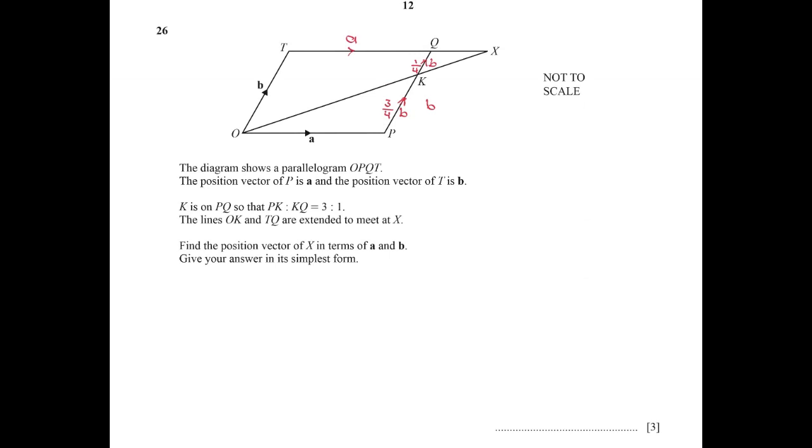To find the value of OX, we have different methods. Let us discuss one. OX is equal to OT plus TX. We can say that OT plus TQ plus QX. OT is equal to B, TQ is equal to A, and we have a problem here, we don't have QX. How to find QX? Now you have to concentrate with me.